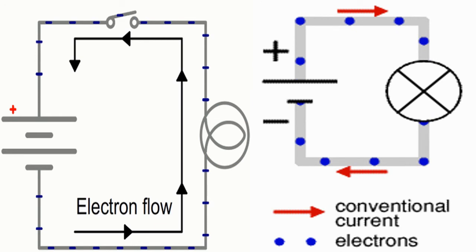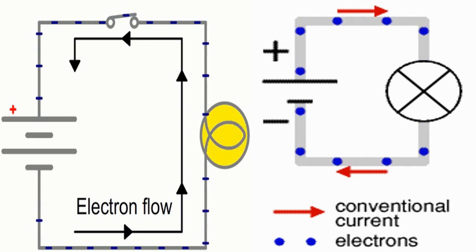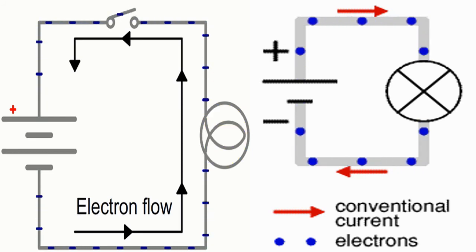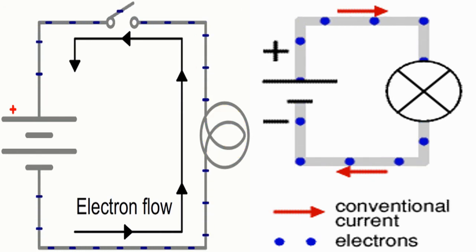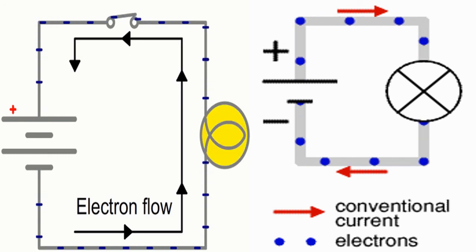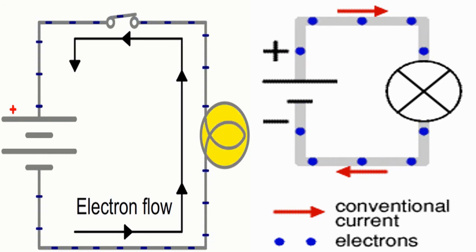Now students, carefully observe this diagram. In this diagram, the direction of flow of conventional current is shown by the red arrow, whereas the flow of electrons is shown with the help of a blue circle. In this, the electrons flow from the negative terminal to the positive terminal, whereas the conventional current flows from the positive terminal to the negative terminal of a battery.